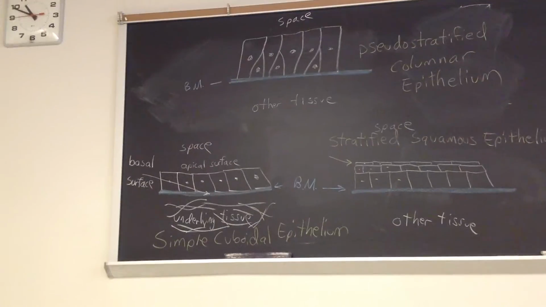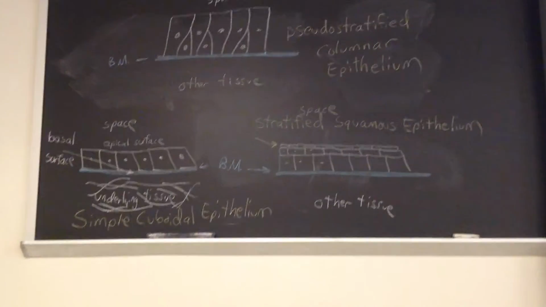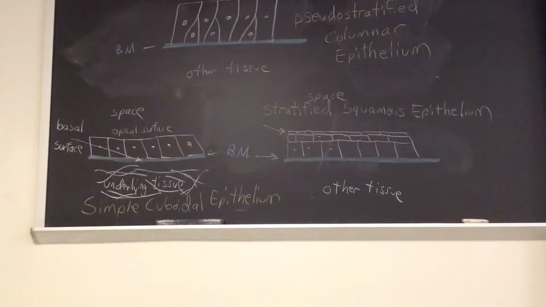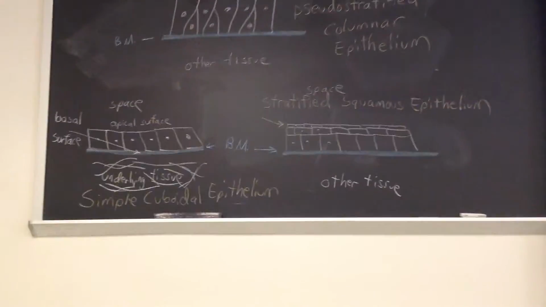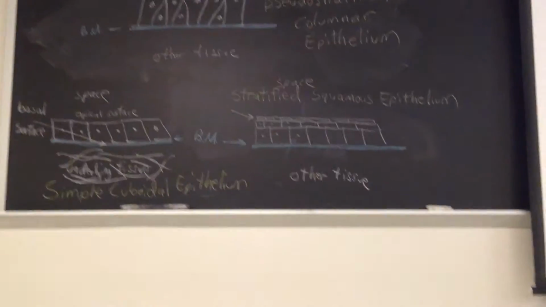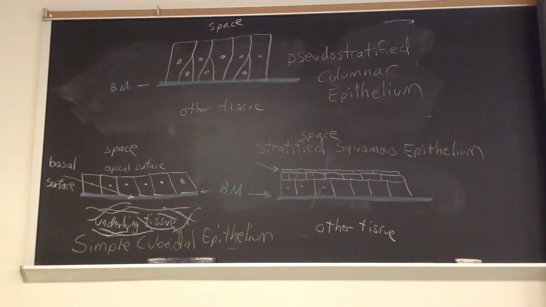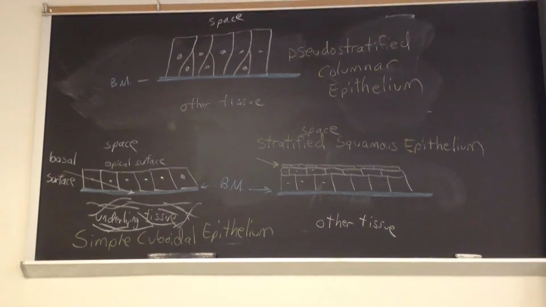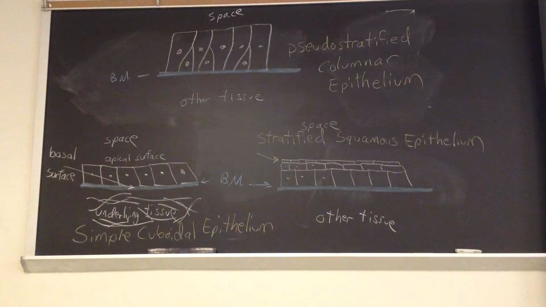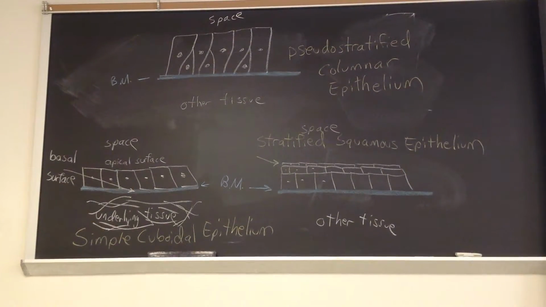Questions so far? Going back a little bit, how did you say that you defined the other one? The stratified squamous epithelium? Yeah. Stratified is more than one layer of cells. It can be 2, it can be 5, it can be 100. As long as it's more than one, we call it stratified.